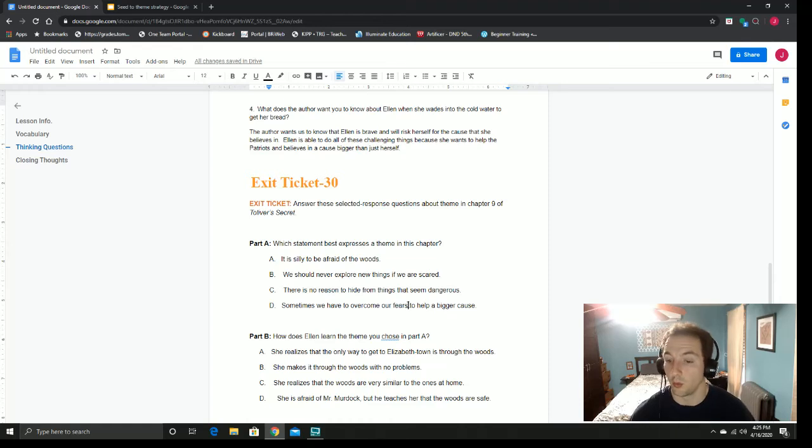She was afraid of the cold water for the bread, but she did it anyway. Actually, by that point, she wasn't even afraid of the water, but she had already overcome them. And again, the reason why she overcame it is because she was helping a bigger cause. She wanted the Patriots to win the war. And so D is certainly the best choice for this one. So let's look at that choice.